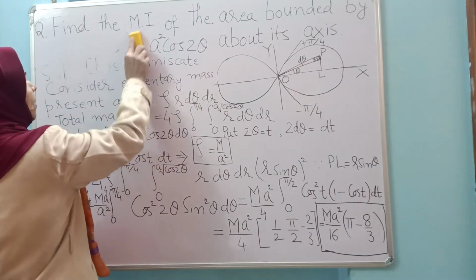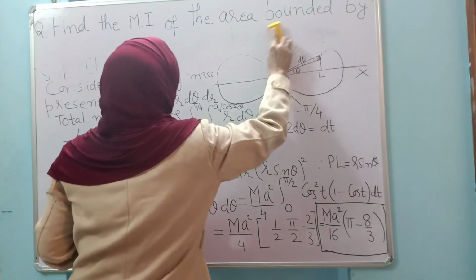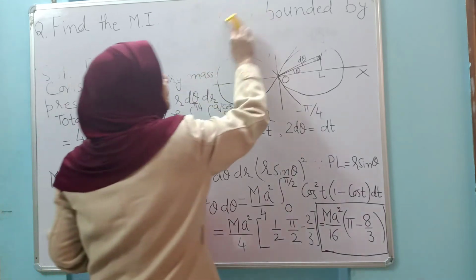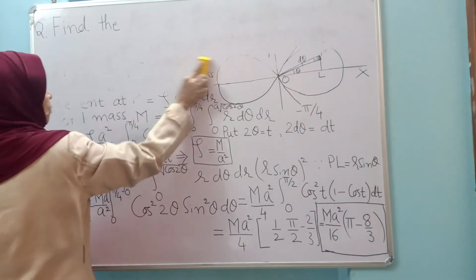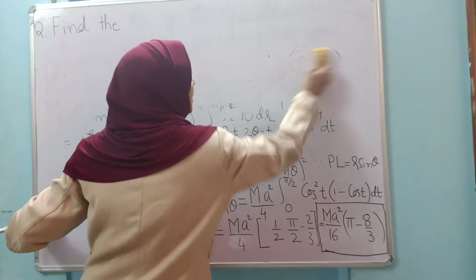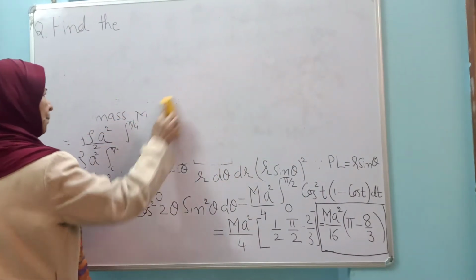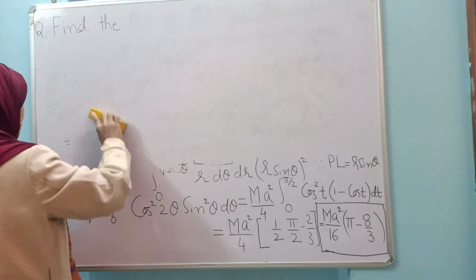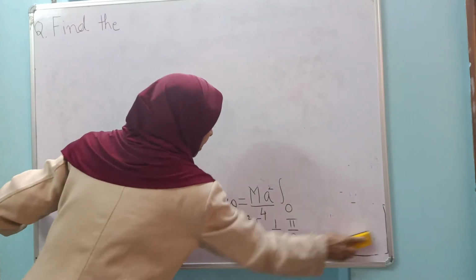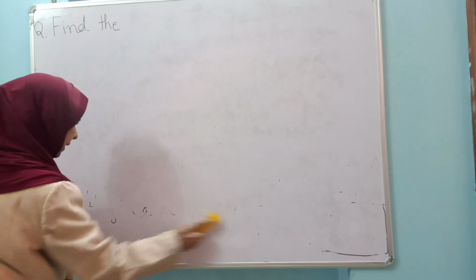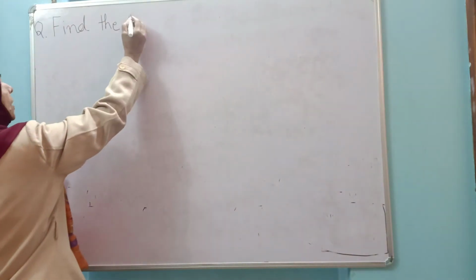Now let me take one more question, a very simple question. Find the moment of inertia, not moment of inertia, this question I am taking for product of inertia. Find the product of inertia. Now recall the product of inertia in 2 dimensions. It is summation mxy. So first of all I will write the question and then solve it.